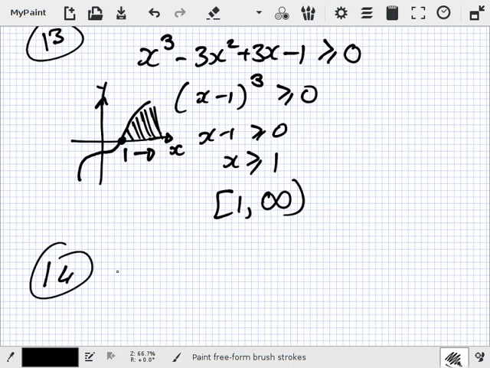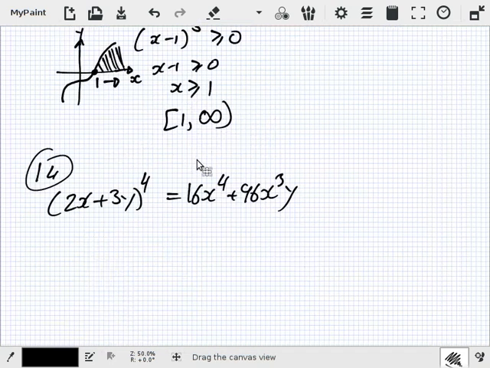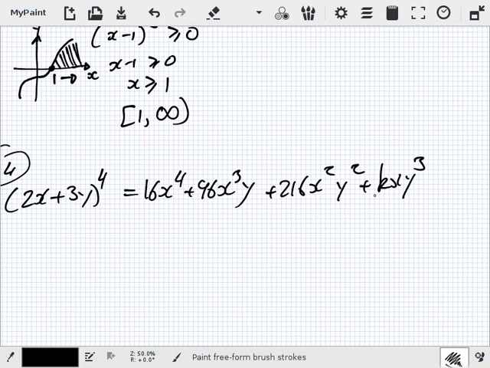This is the question where I said (2x plus 3y) to the power 4 equals 16x^4 plus 96x cubed y plus 216 x squared y squared plus kxy cubed plus 81y^4. And I asked you for the k. So actually this is just a way of me asking you what's the coefficient for this term.